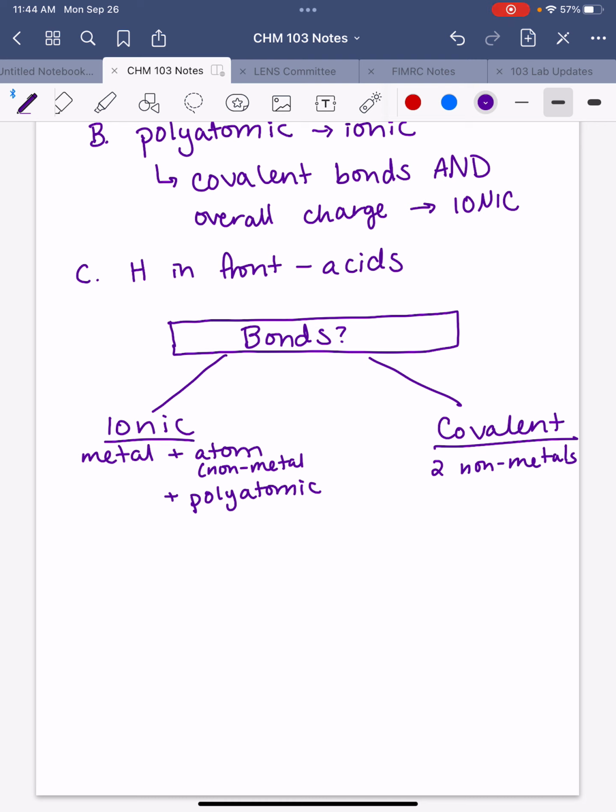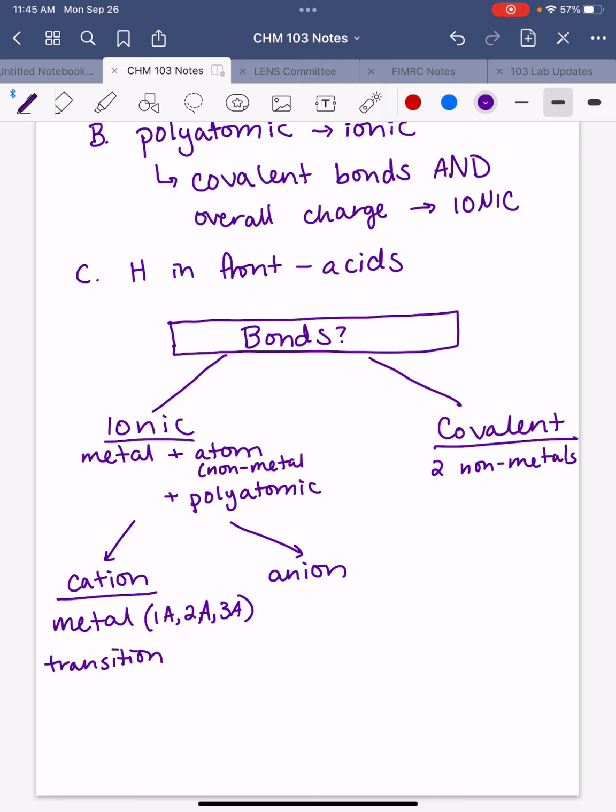So if it's ionic, we have to name the cation, which is our positive bit, and our anion. The cation is going to be a metal, so we're just going to name the metal if it's 1A, 2A, or 3A. But if it's anything else, then it's a transition metal. And this is when we have to say what the charge is using our Roman numerals. So I means +1, II means +2, III means +3, IV means +4, V means +5, and VI is +6.